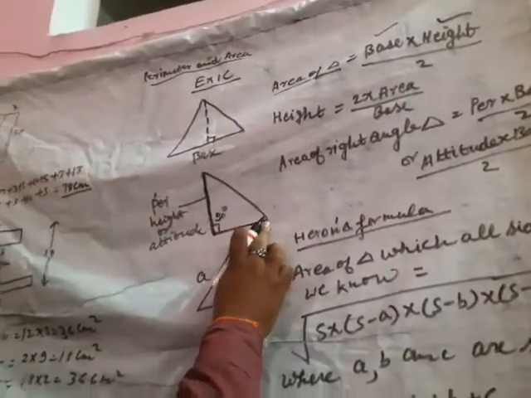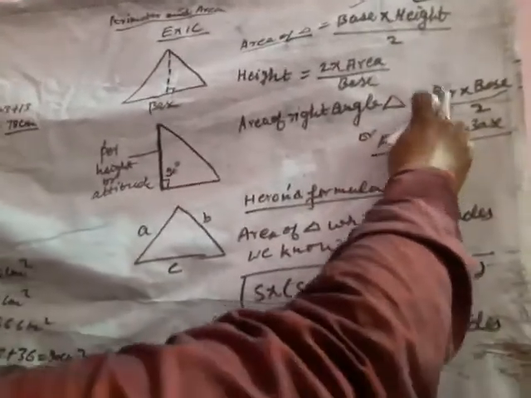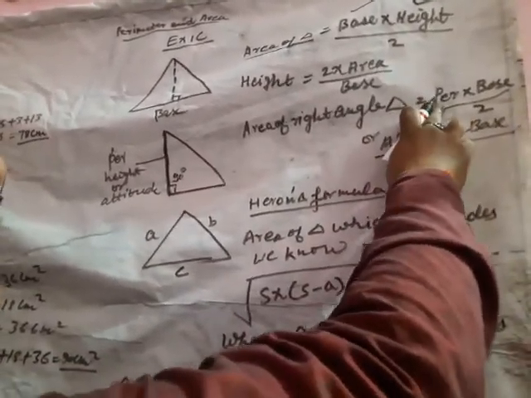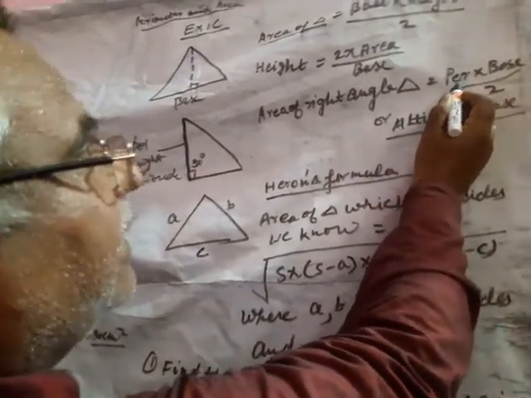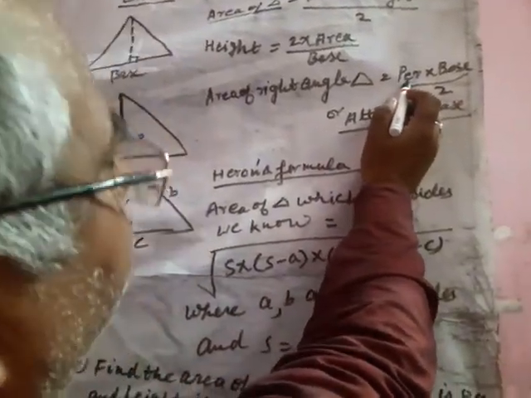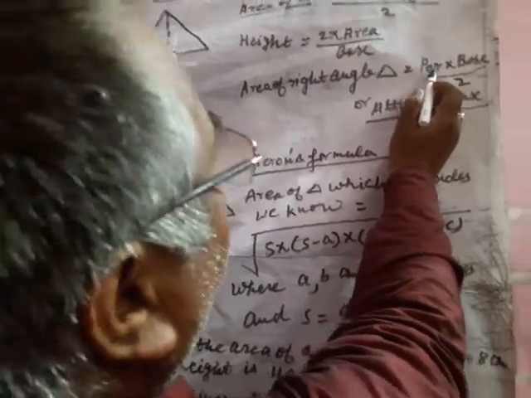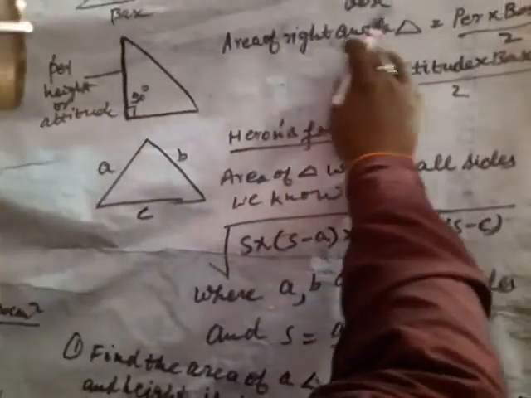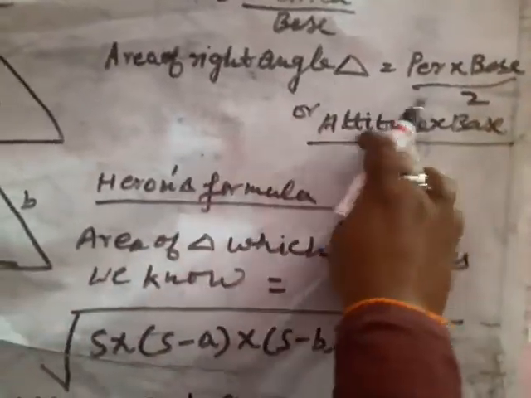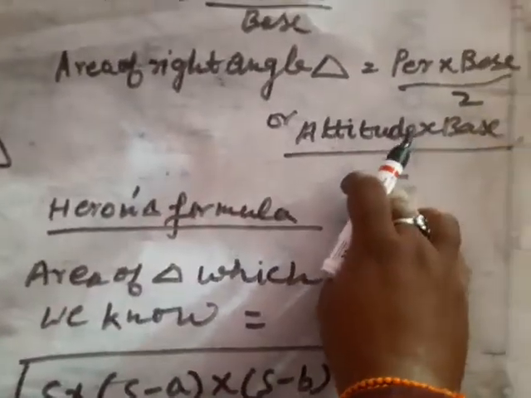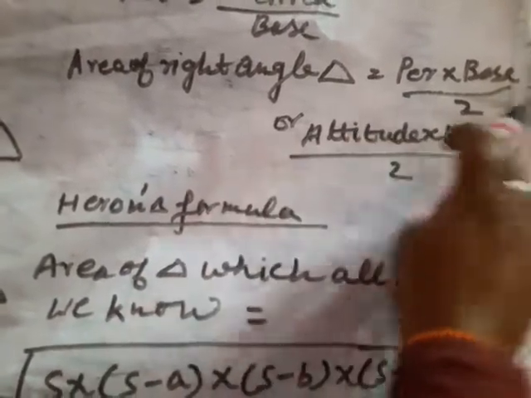Perpendicular into base upon 2. You can say in place of perpendicular height, you can say in place of perpendicular altitude. मतलब यहाँ पर perpendicular की जगह आप height भी लिख सकते हैं, altitude भी लिख सकते हैं. तीनों का मतलब एक ही होता है, perpendicular, height और altitude. तो area of right angle triangle is equal to perpendicular into base upon 2 or altitude into base upon 2 or height into base upon 2.